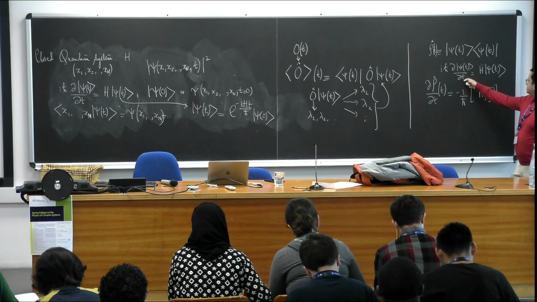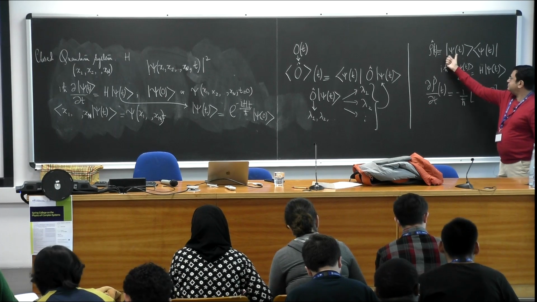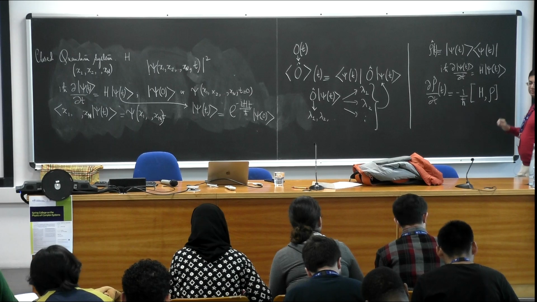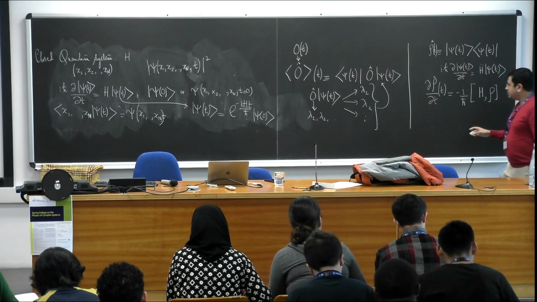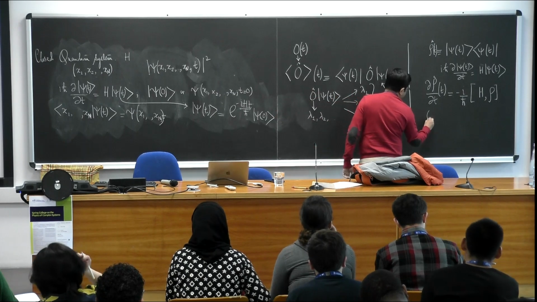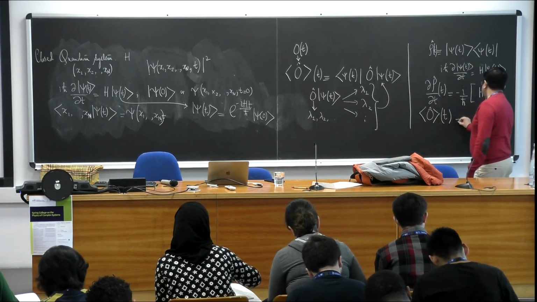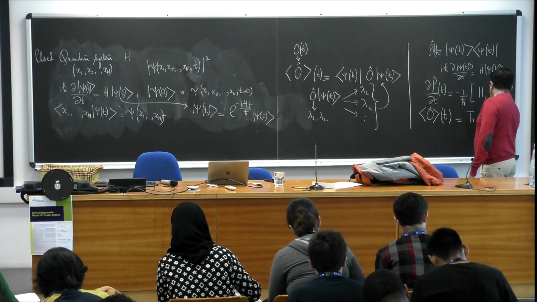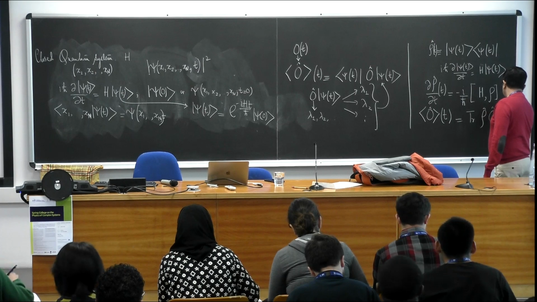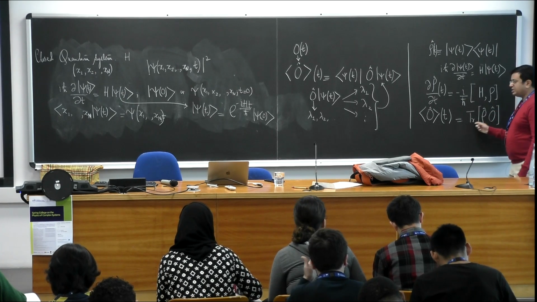This is a simple exercise. You just plug it in here. You will get H once from this side, once from that side, and you can write it in terms of a commutator. In this picture, how do I compute the expectation value? The expectation value of any operator O in this picture is computed by multiplying rho with the operator O corresponding to the observable that I have, and then taking the trace of it.